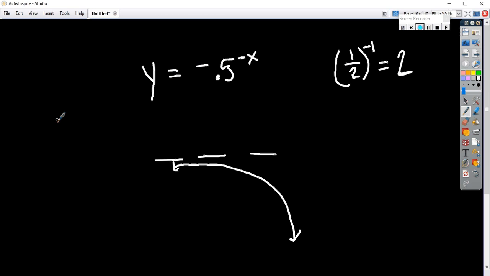Everybody good on that? Okay. All right, just making sure. Just because it's flipped over like that, that would still be growth. It's still a growth, yes. It's just a growth that's reflected over.